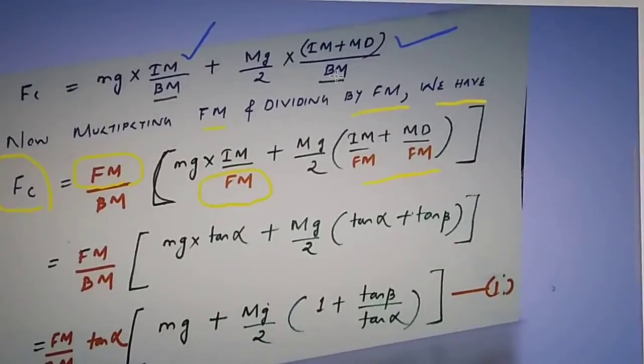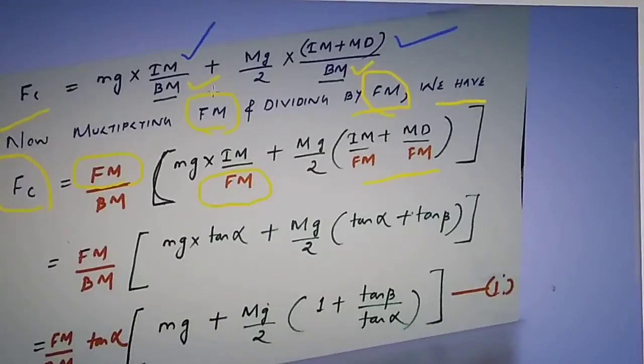This BM and this BM is common, so FM by BM taking common. In the bracket you will have small mg into IM divided by FM plus capital MG by 2 inside the bracket IM plus MD divided by FM. Okay, so you have done only one thing, that you have multiplied a term, that is FM. Multiplying and dividing FM only in the RHS part. Okay, so just simplify that.